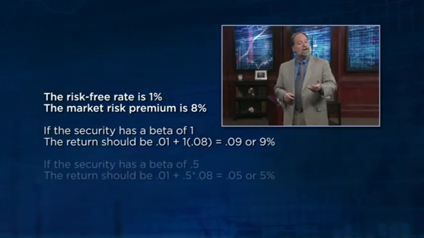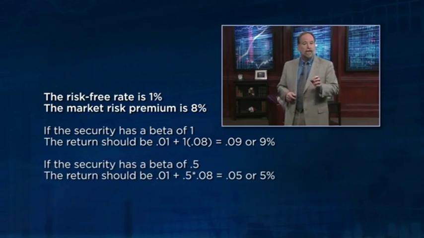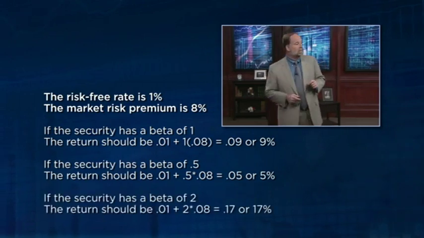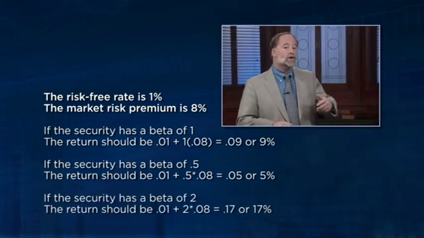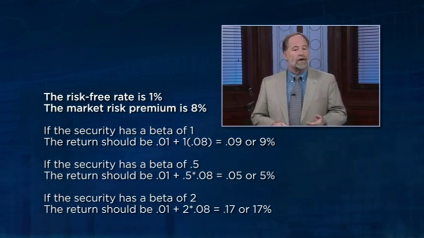that should be 9%. A security that has only half a unit of market risk, that is, it has a beta of 0.5, should only get half a unit of market risk premium. That is, its expected return is going to be the risk-free rate plus half of 8%. That's equal to 5%. A really risky security with 2 units of market risk, say a beta of 2, should have an average return of 1% plus 2 times 8%, or 17%.